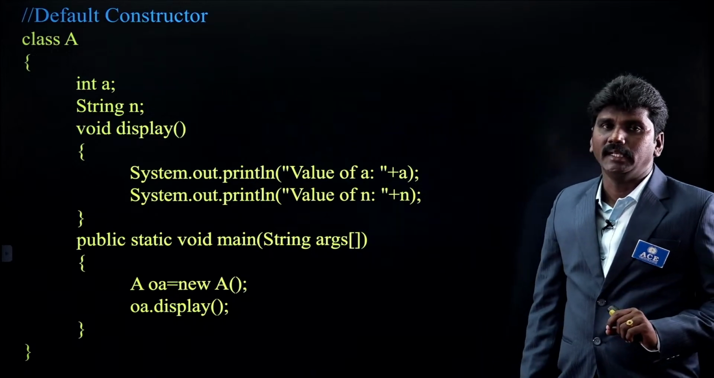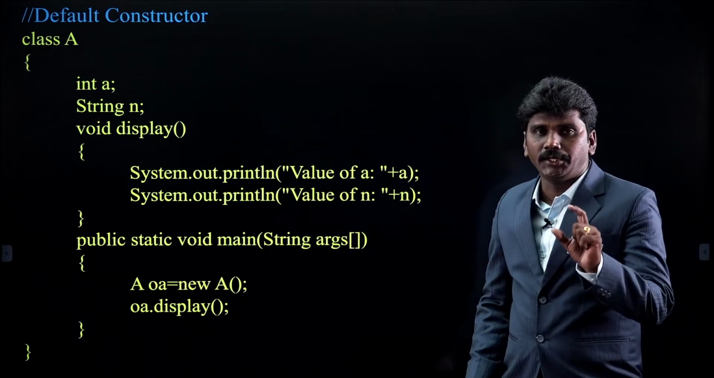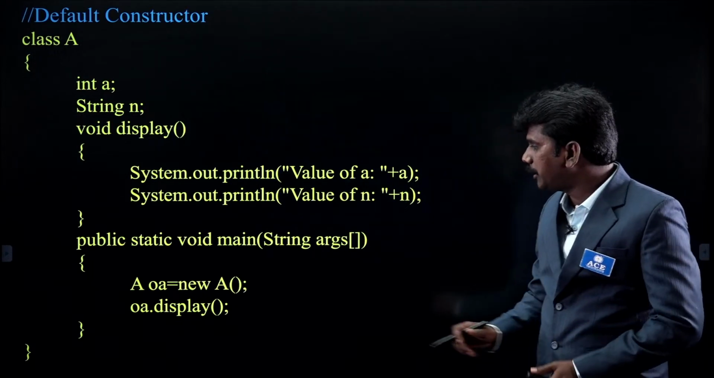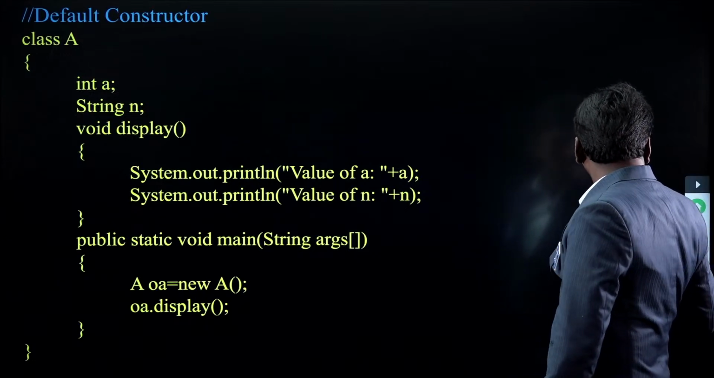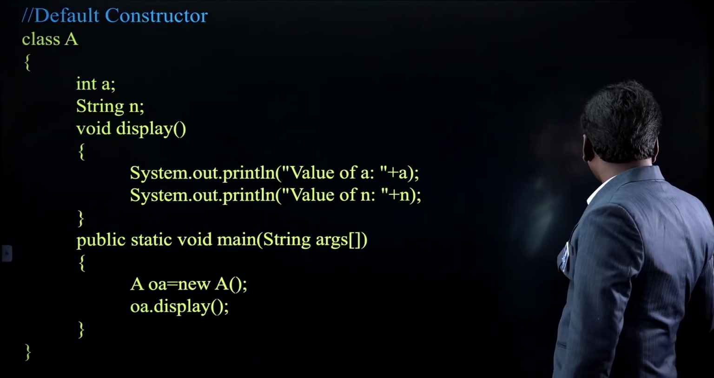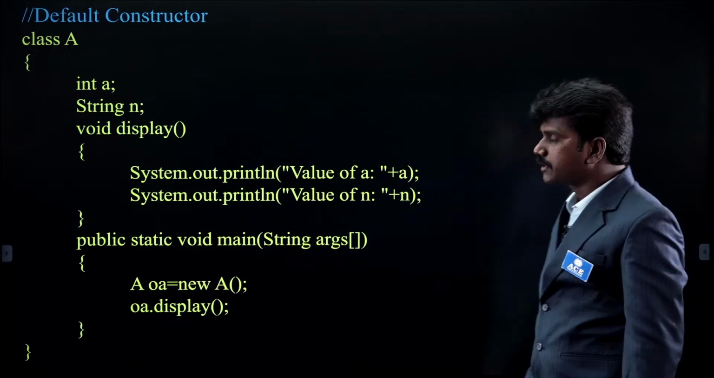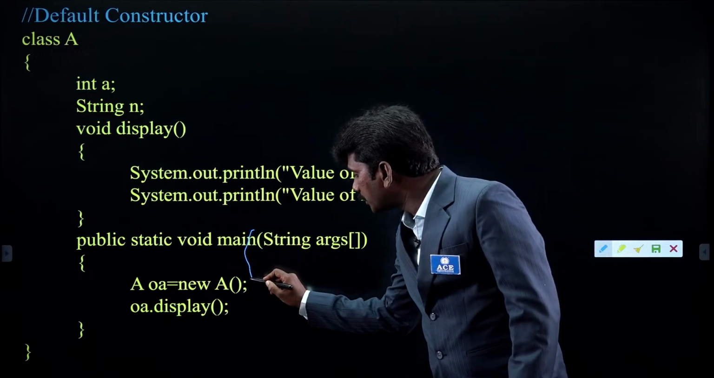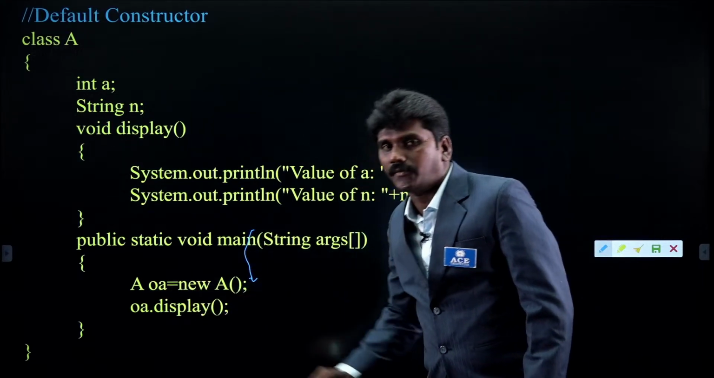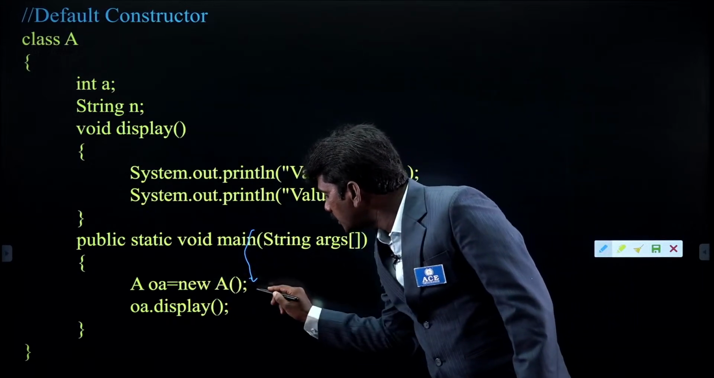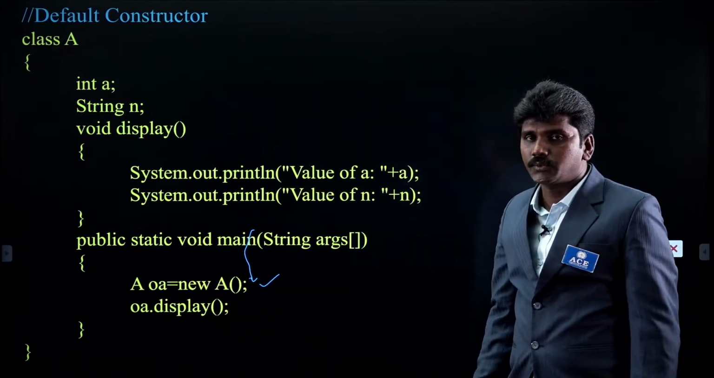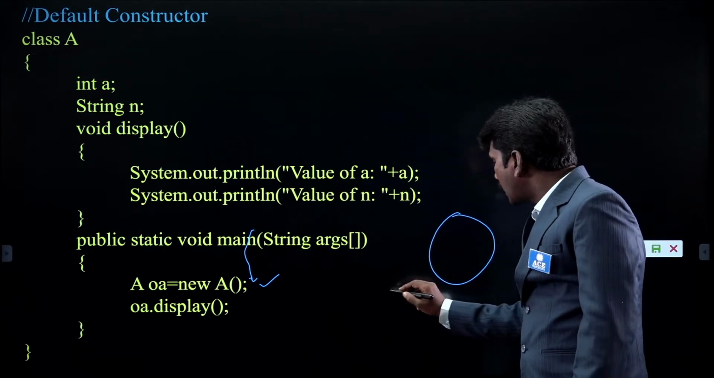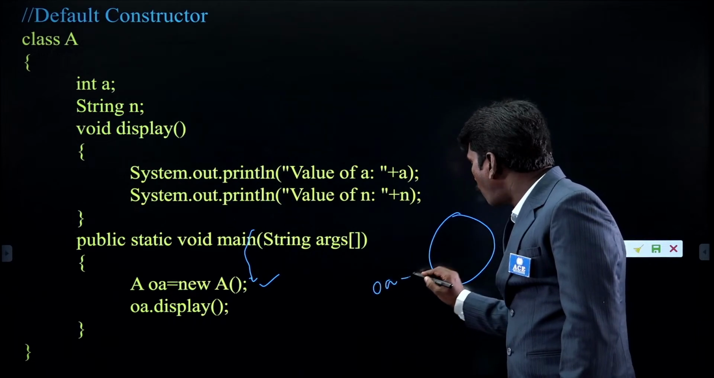Please remember that the execution of a Java program always starts from the main method. In this case, from where is the execution going to start? From the main method. So what is there in the first line? A oa = new A(). This means one object is going to be created, and what is the reference of it? oa.